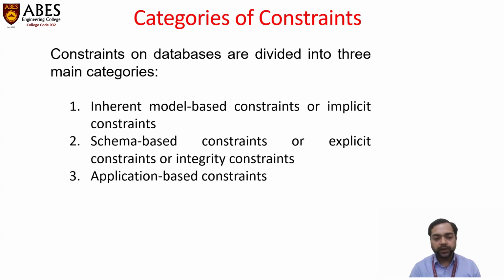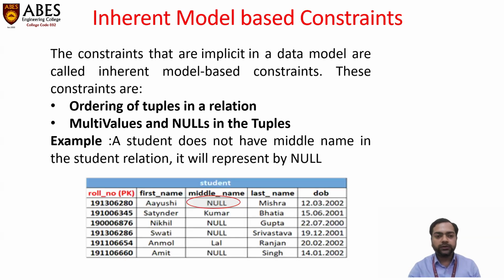Based constraint or implicit constraint. Secondly, we have schema based constraint or explicit constraints, or we can say integrity constraints. And lastly, we have application based constraints, right? So let us discuss one by one.